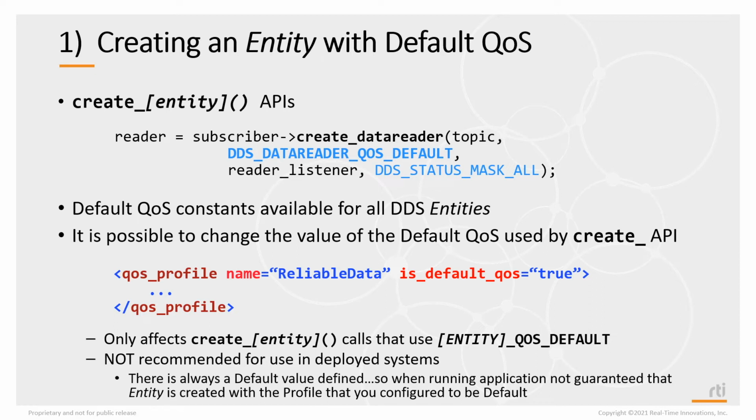And then what if is default QoS is being set to be true on multiple QoS profiles? Which one are we using then? So it's not a great idea. Even though DDS allows this methodology of changing the documented default to a different set of default values, it's really not best practice to do that.